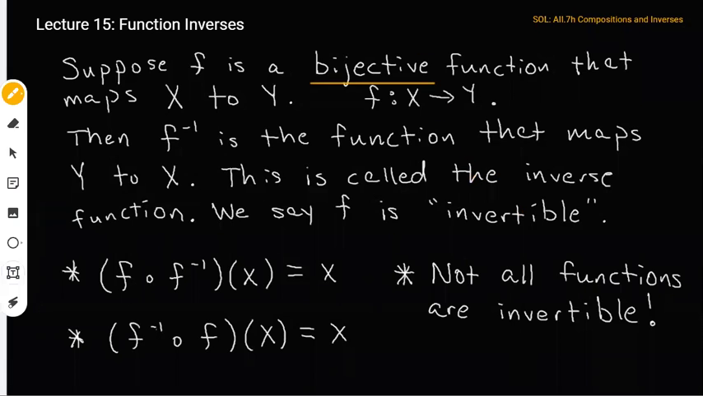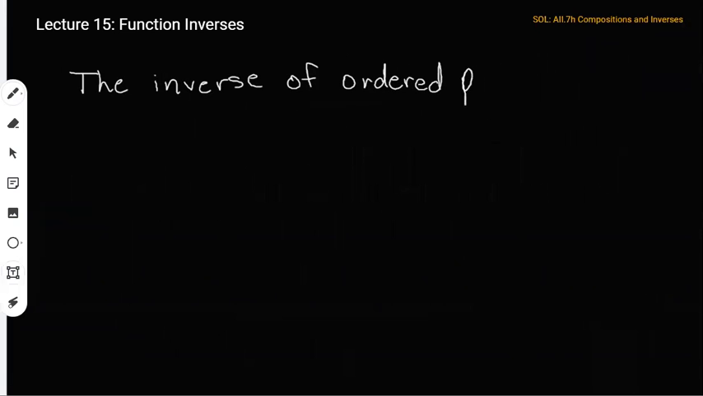Okay, let's move on to the next slide and let's talk about the inverse of a point. Okay, so the inverse of ordered pair x comma y, if you're given an ordered pair like this, then the inverse of that ordered pair is y comma x. So all I'm doing is I'm just switching the order of the x and y, and that's called inverting the point. You're just switching x and y around.